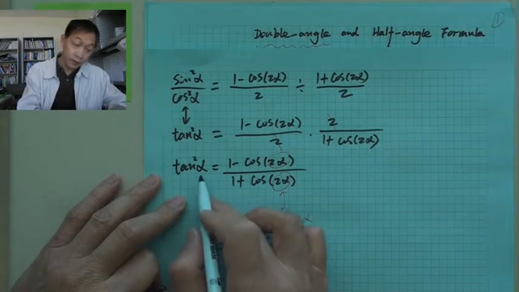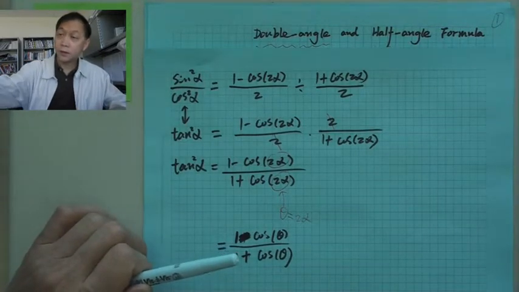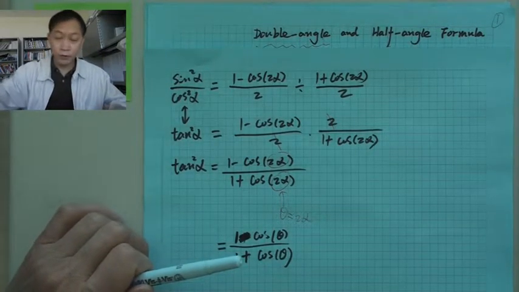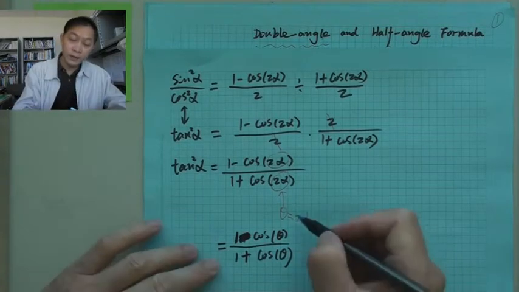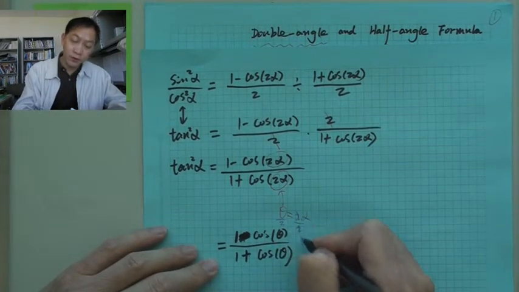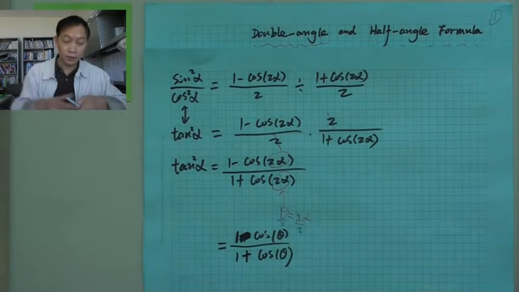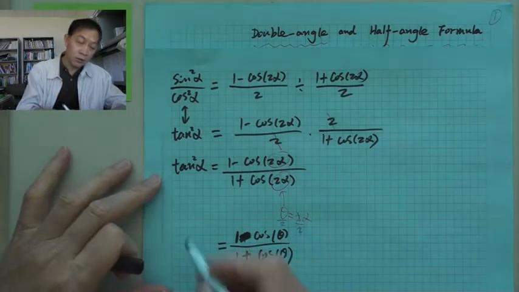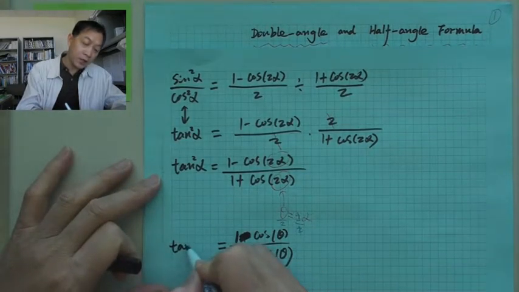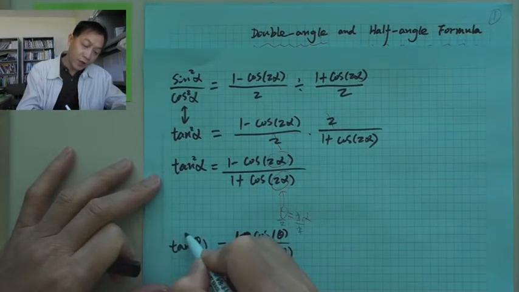Equals what? You see here is alpha. And if you divide both sides by 2, you cancel this 2 with this 2. You have alpha is theta over 2. So this will be tan theta over 2, tan squared.